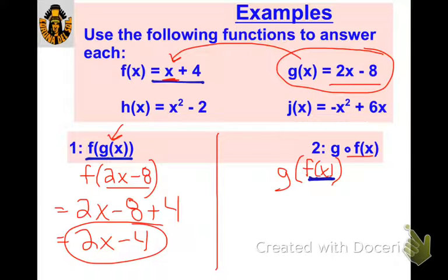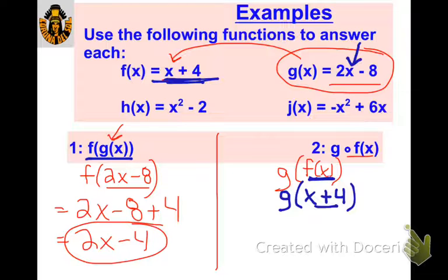Okay, so I'm going to replace the f of x. So f of x is x plus 4, so I'm going to write g of x plus 4, and now I'm going to take the x plus 4 and plug it in. This says g of x plus 4, so that means wherever there's an x, we're just going to put x plus 4. So it looks like this.